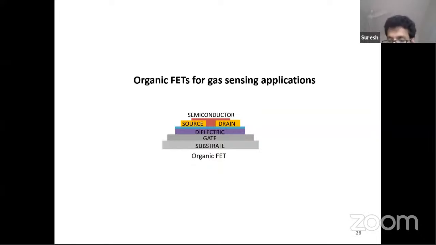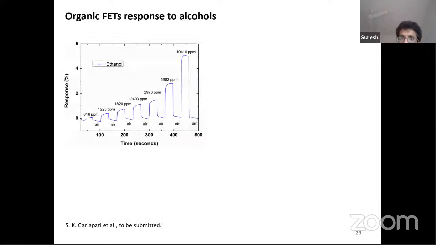Okay. So next one is organic FETs for gas sensing applications. Organic FETs are nothing but transistors where you have an organic semiconductor. So again, you can have a similar transistor structure, but on the top we replace the oxide semiconductor with an organic semiconductor. Okay, organic semiconductors are very conducting in nature, and they're also sensitive to different gas molecules. So here I have used an organic semiconductor for gas sensing applications. For organic vapor sensing, I have, for example, ethanol. Ethanol is very volatile in nature, and it can also have interactive reactions with different organic semiconductors.